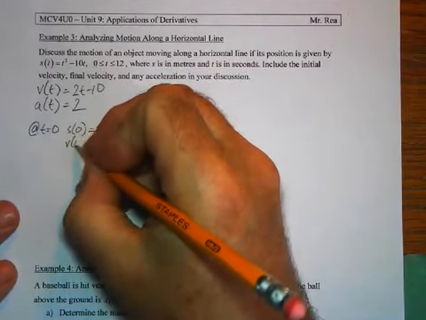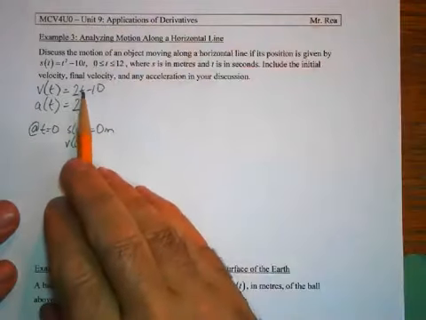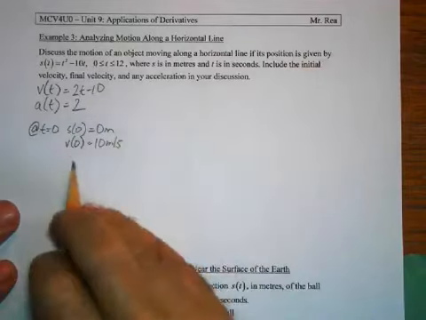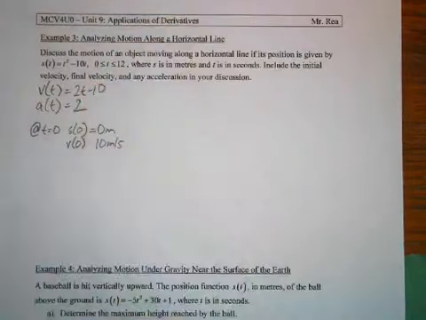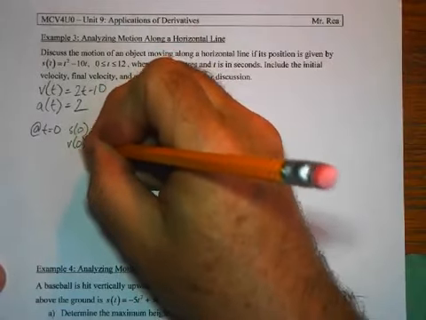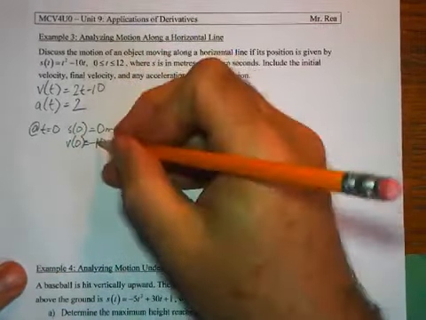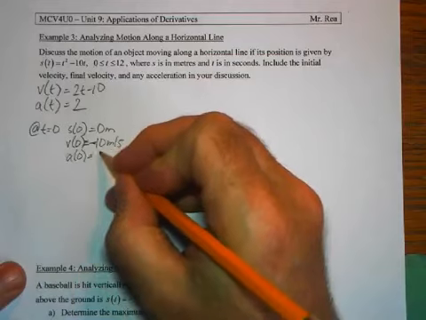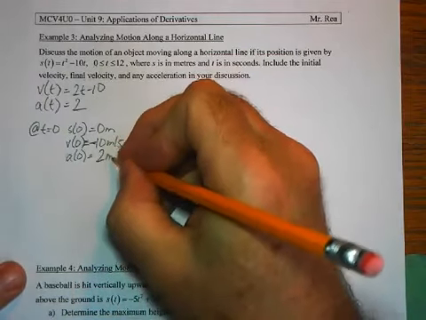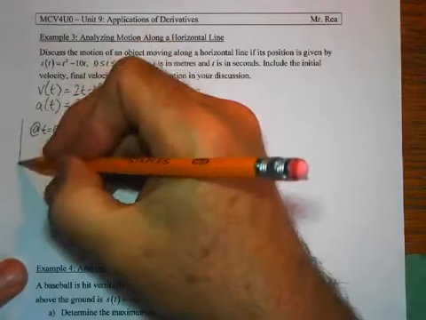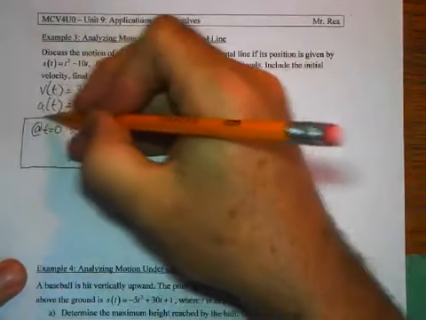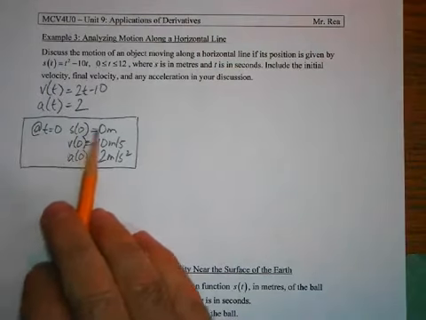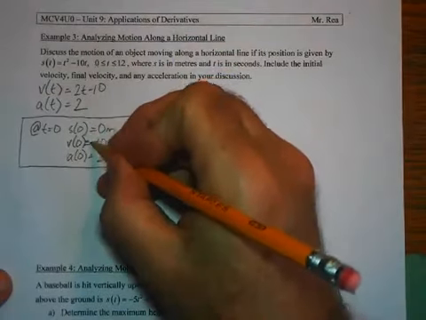The initial velocity, if I plug in 0 here, that's going to be negative 10 meters per second. So that tells you, sorry, to put my negative sign there, that tells you the object is moving to the left right from the beginning. Not sure how long for. And then the acceleration at 0, well, we've already determined that's always going to be 2, doesn't depend on the time, meters per second squared. So put all that in a little information box. So at the initial time, starting time, that's the position, the speed, and the acceleration.